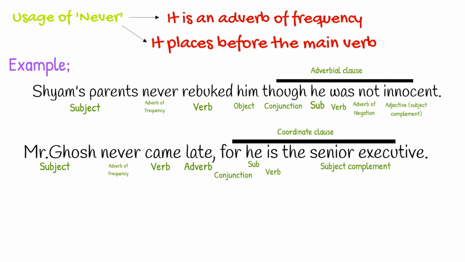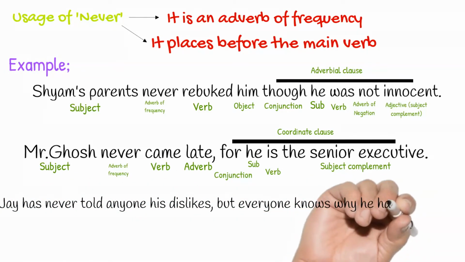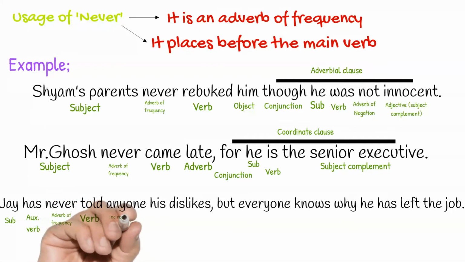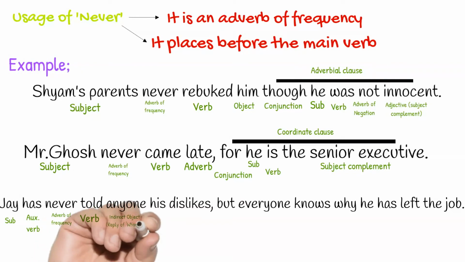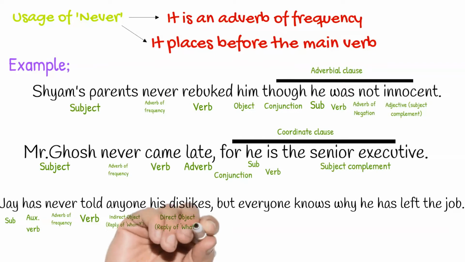Next. Jay has never told anyone his dislikes, but everyone knows why he has left the job. In this sentence, Jay has never told anyone his dislikes is the principal clause. Jay is the subject, has is the auxiliary verb, never is the adverb which negates the main verb, told. Anyone is the indirect object as it is the reply of whom, and his dislikes is the direct object because it is the reply of what.